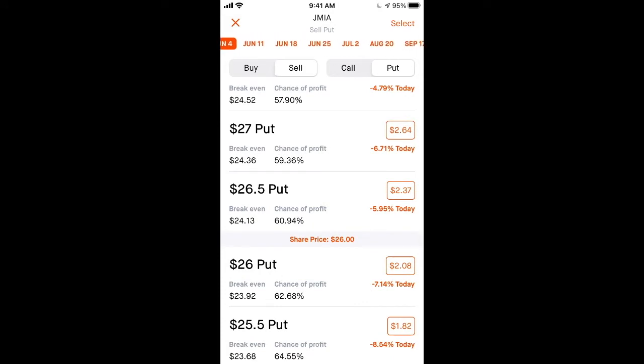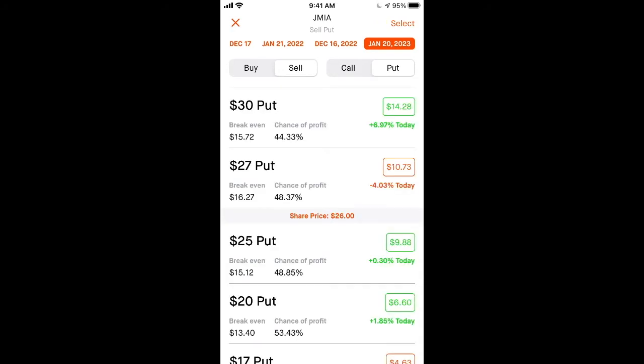And different stocks have different expiration dates, and it goes as far out as a couple of years. With Jumia here, we have until January 20th, 2023. That's how far out you can bet up or down on a stock. With Jumia, like I said, we have as far out as January 20th, 2023.